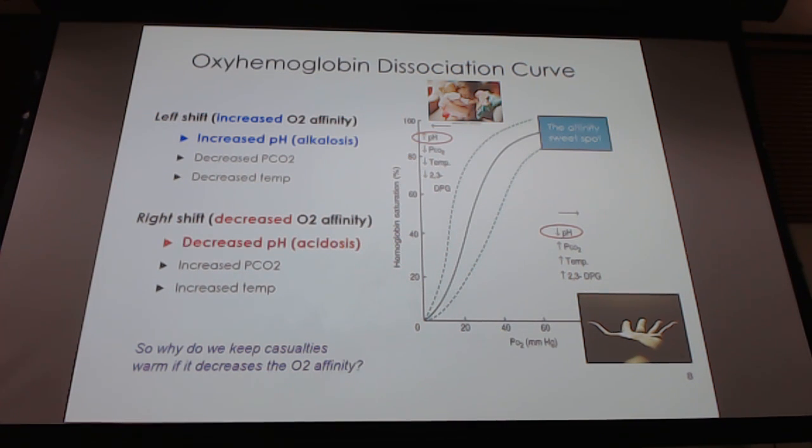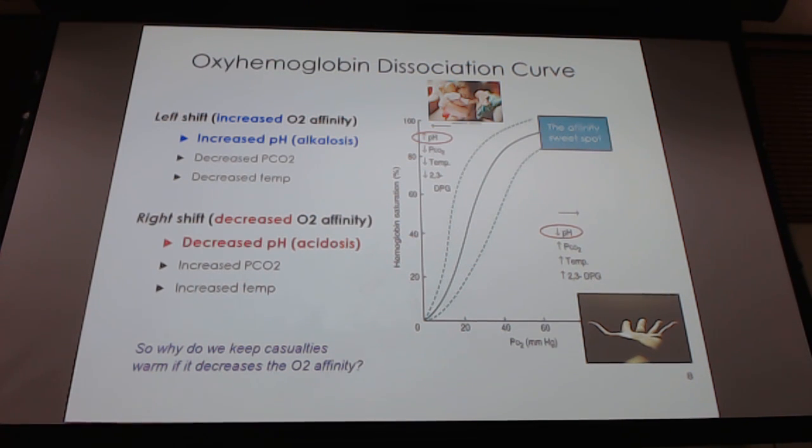So we're talking about decreasing the temp, increasing the O2 affinity. Like, that's a good thing. You'd think in trauma that we would want that, right? So why do we keep bodies warm? Offload the oxygen to the tissues to 6 to 9.